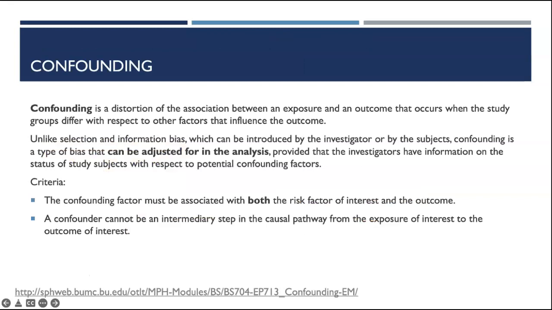So you all remember that confounding is the distortion of that measure of association between an exposure and an outcome because of the presence of some third variable that meets this specific criteria. One of the big things about confounding is that we can adjust for it in the analysis phase of our study, assuming that we have adequate information on that potential confounder.